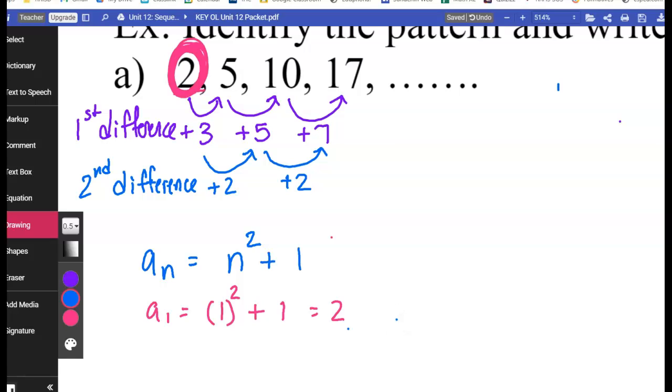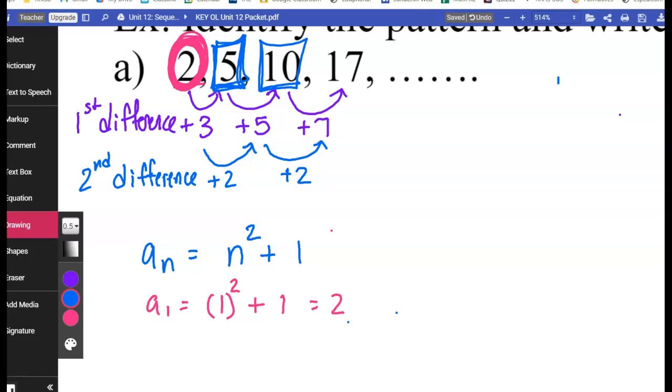So let's check here. If I'm trying to find the second term, I plug in 2. 2 squared is 4 plus 1. Oh, yes, that's 5. That's what I wanted it to be. If I'm trying to find the third term, I plug in 3. 3 squared is 9, plus 1 is 10. Exactly. So basically, on these problems where the second difference is the same, all you have to do is square your n and then look to see what needs to be done so that the first term is correct. Does that make sense? Okay, cool.